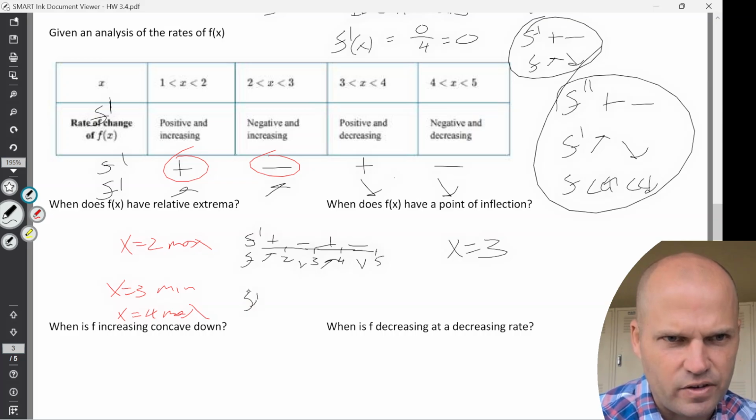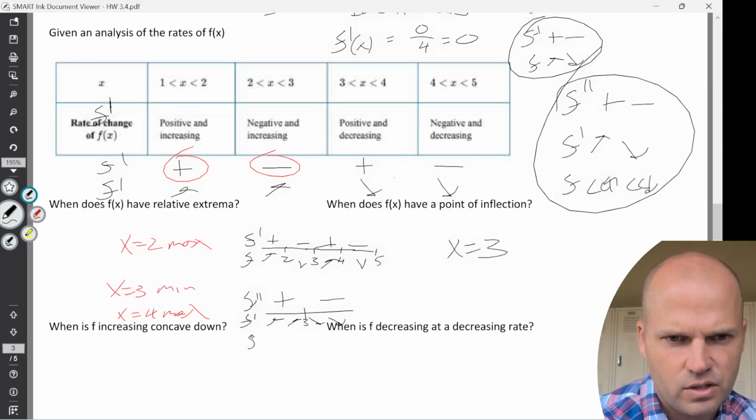Again, you could do the second derivative sign analysis, which tells you about the first derivative. We are increasing, increasing, decreasing, decreasing. We are focusing on 3. So we have positives, negatives, curvature, curvature.